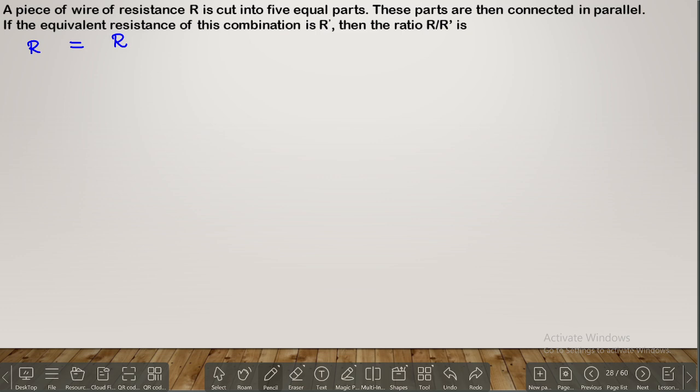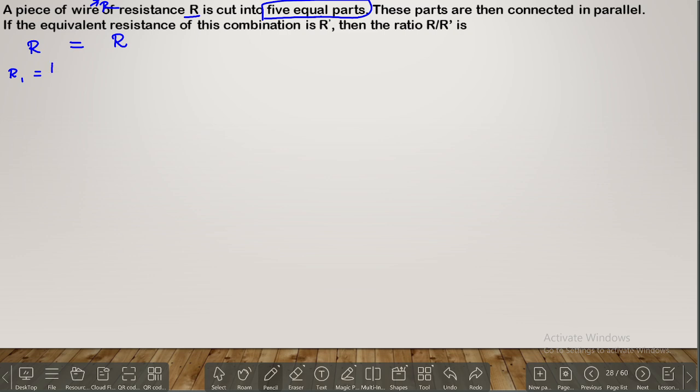Clear? So a piece of wire is there, and what is the name of the wire I gave over here? R itself. Clear? And what is the resistance of the wire? Its resistance is going to be R. And this wire is cut into how many parts? 5 equal parts. Then what will be the resistance of each part?